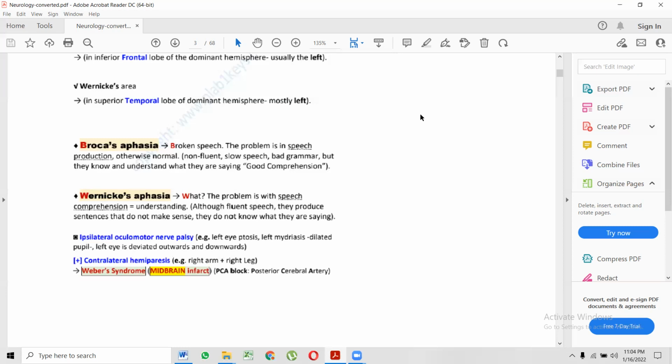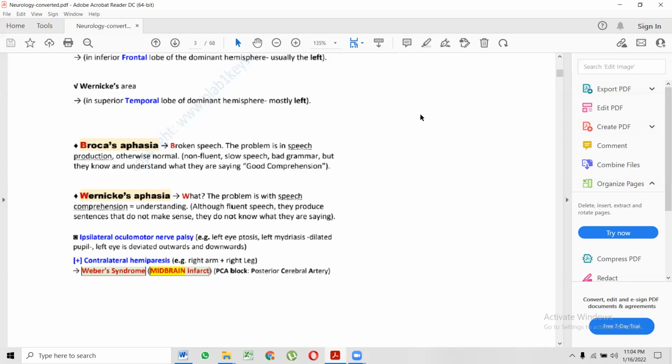Sensations are also controlled by the cerebral cortex, the parietal lobe. So it can also result in hemisensory loss. And if there is a stroke of the occipital lobe, then it can result in visual problems. And if there is a problem with the temporal lobe, it can cause Wernicke's aphasia. So from these signs and symptoms, we can tell that the lesion is at the level of the cerebral cortex.